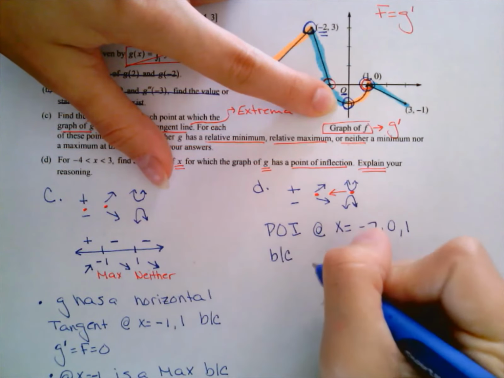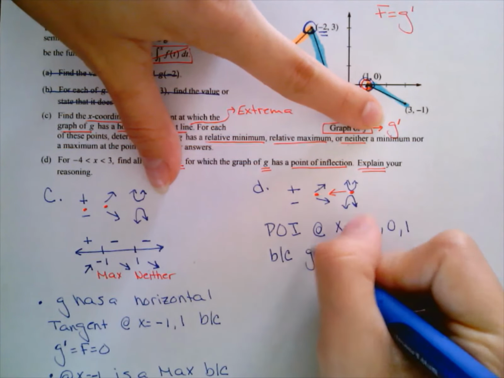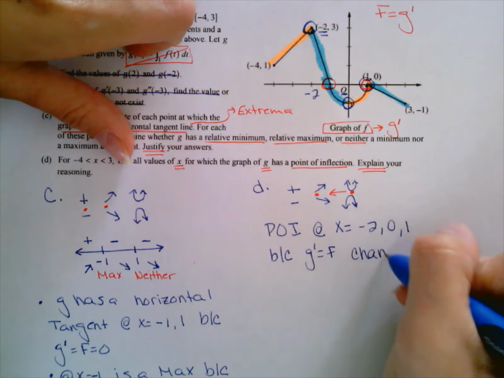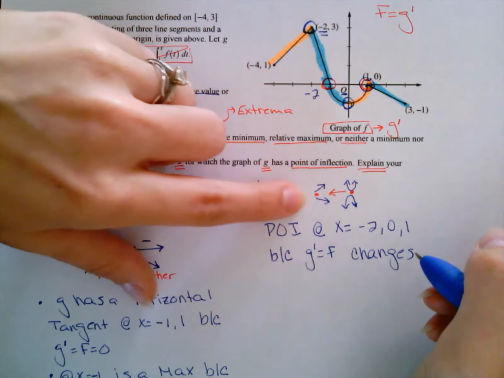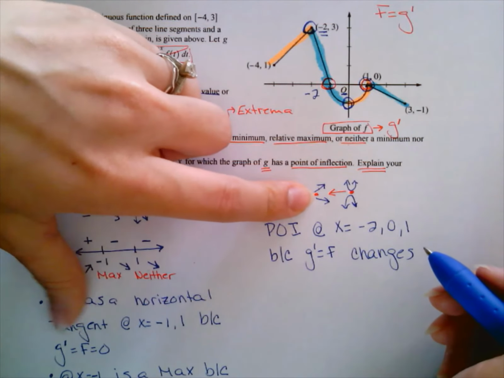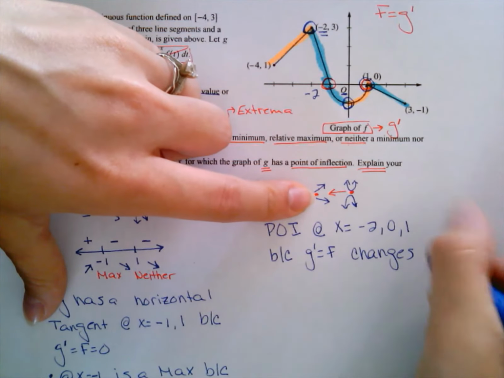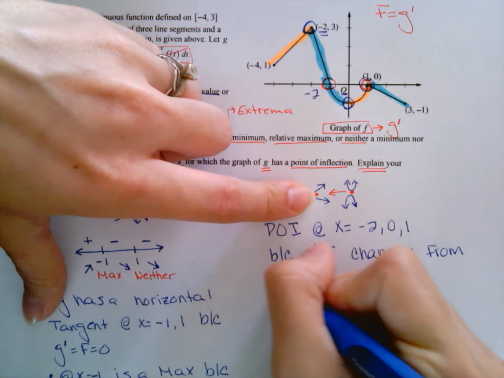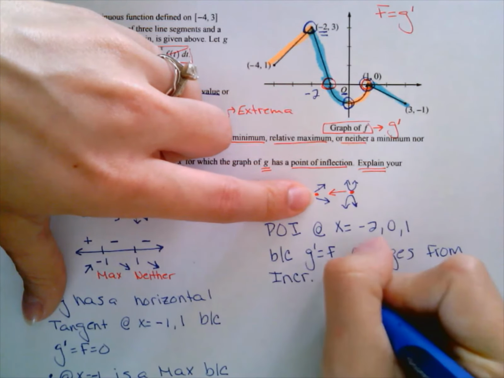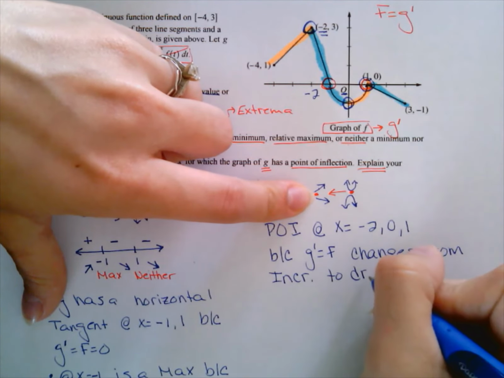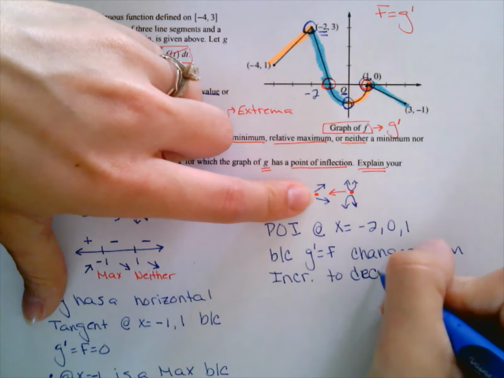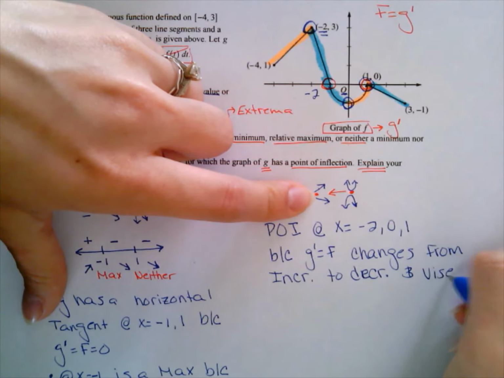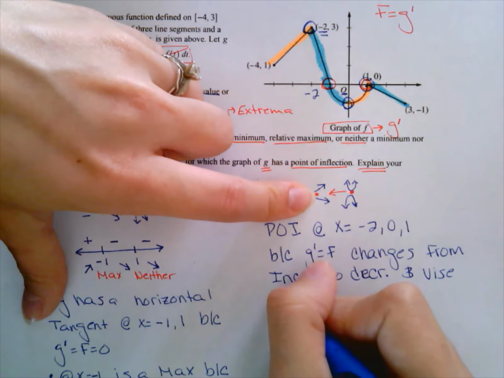Because G prime, which is the graph of f, changes, and use this chart, we were looking for changes of increasing and decreasing. Changes from increasing to decreasing, whoops, and vice versa, meaning also from decrease to increase.